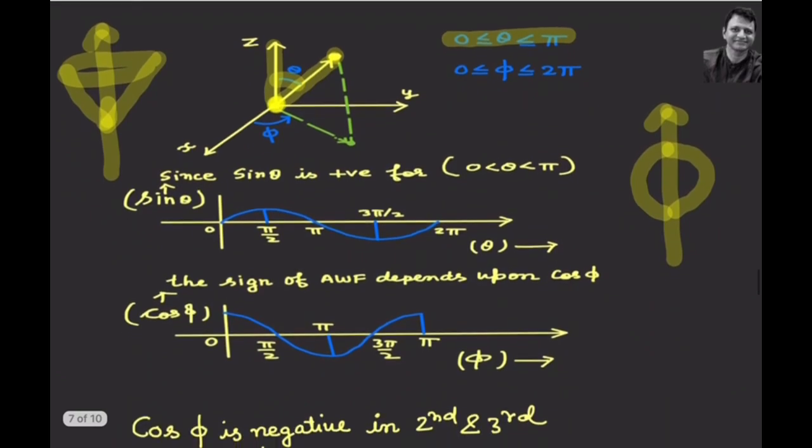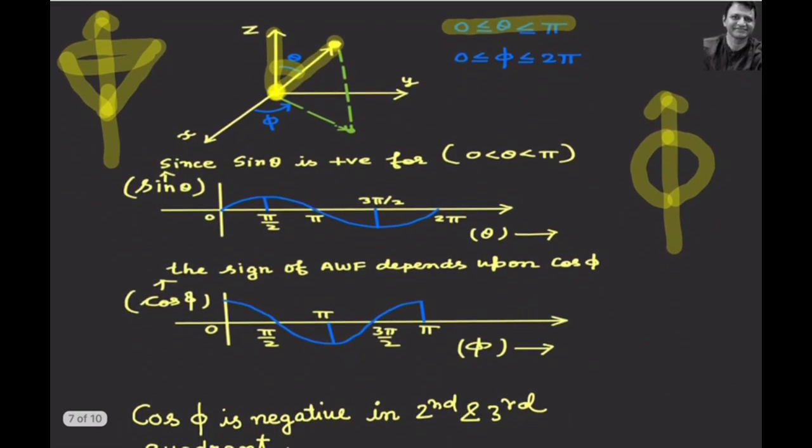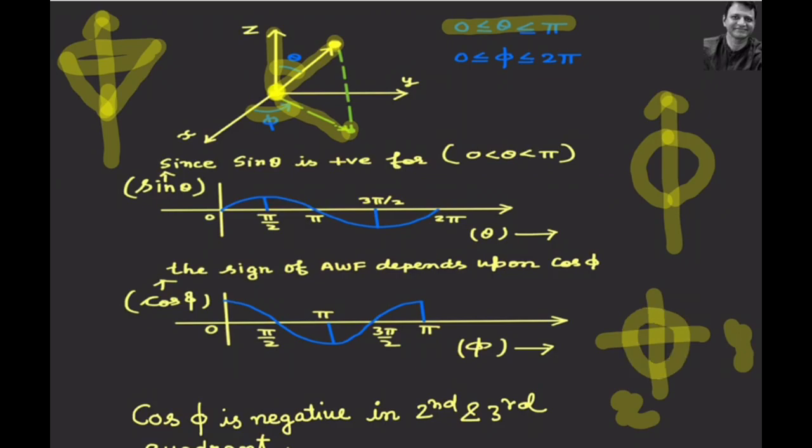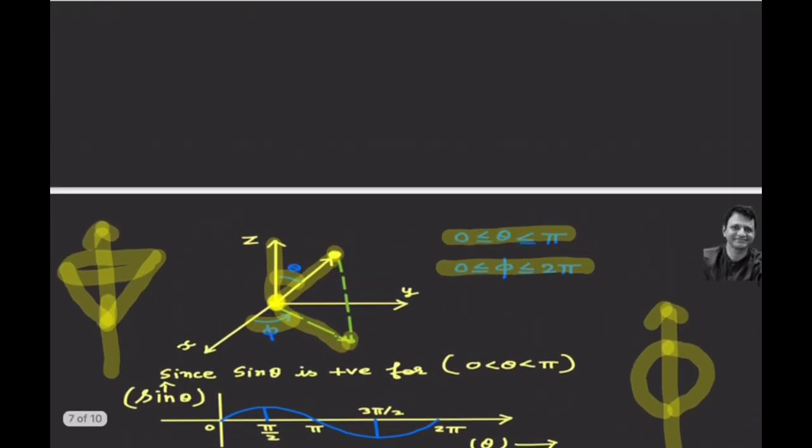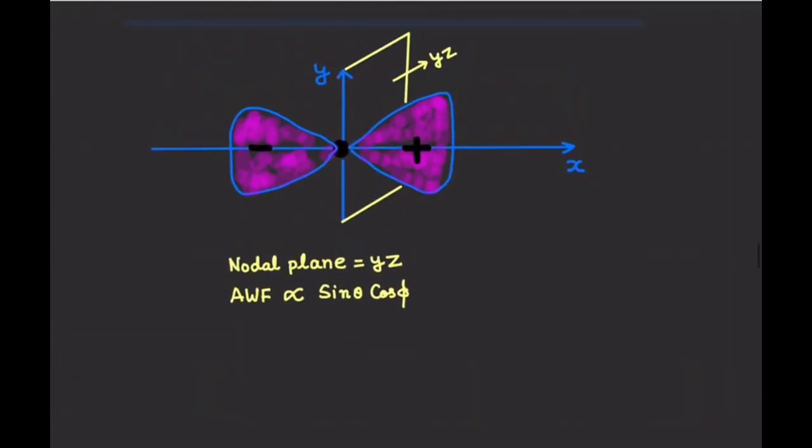Similarly, when we are talking about phi, when we take the projection of this position of the electron on the xy plane, this is the projection vector. So phi is the angle formed by this projection vector with the x-axis. Since this phi is in the xy plane, its value can vary from 0 to 2 pi. So the range of phi is from 0 to 2 pi, while the range of theta is from 0 to pi.